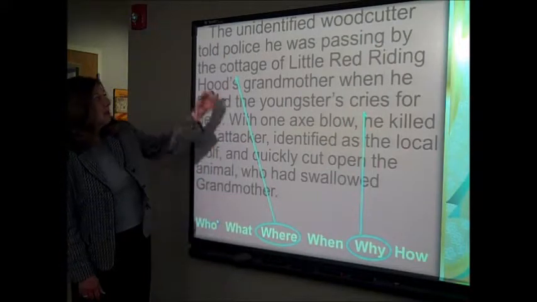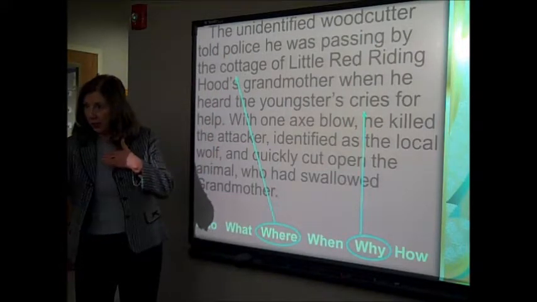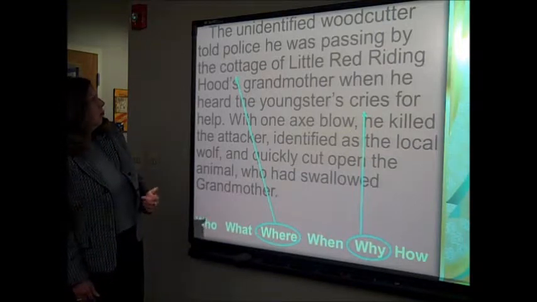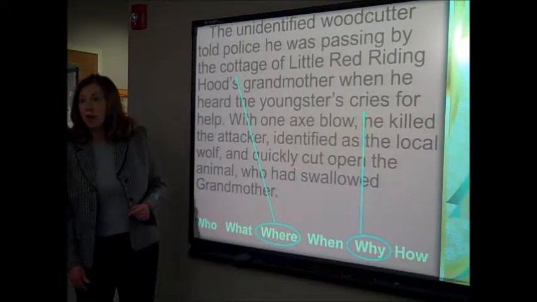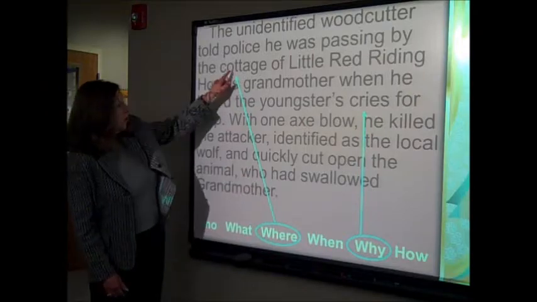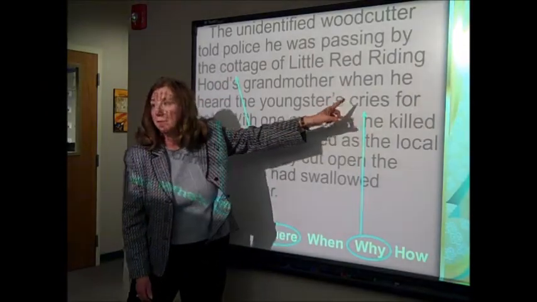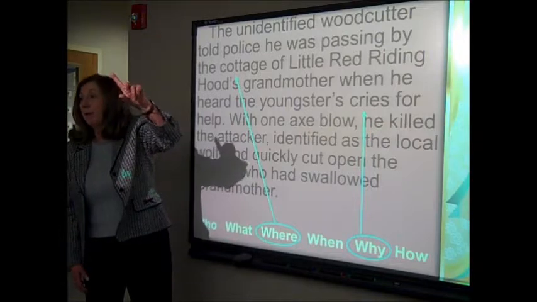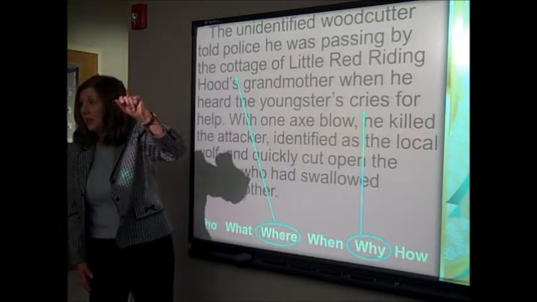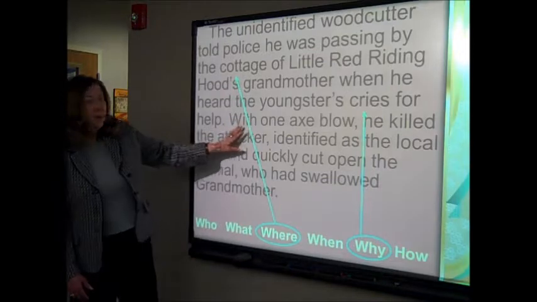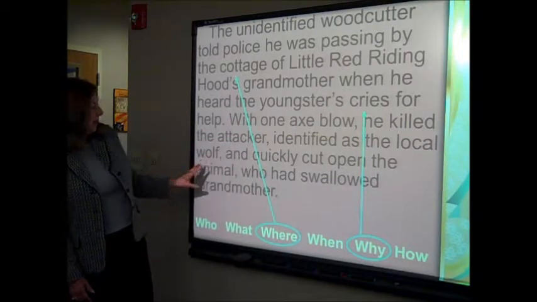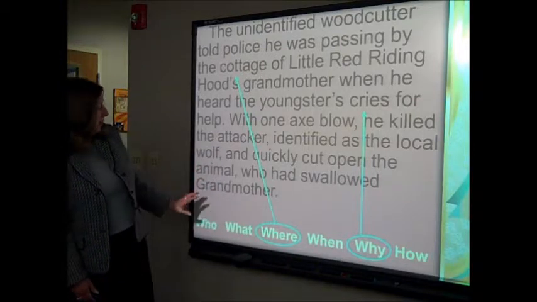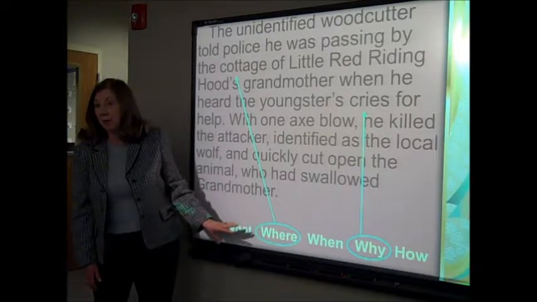And now, second paragraph, the bridge. The unidentified woodcutter told police he was passing by the cottage of Little Red Riding Hood's grandmother when he heard the youngster's cries for help. Notice that's the where, here's the why. Could I stop that story now? It's probably all I get with CNN Headline News. With one axe blow, he killed the attacker, identified as the local wolf, and quickly cut open the animal, who had swallowed the grandmother whole.